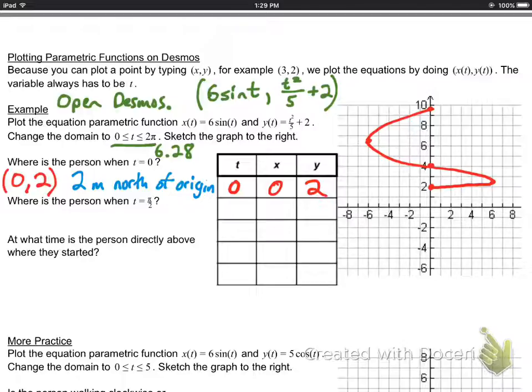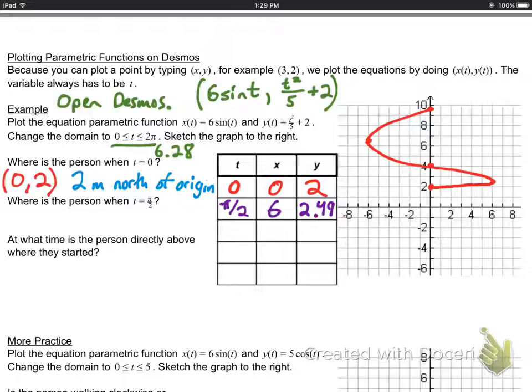So where's the person when t equals pi over 2? Well, let's make that the next point in our table. Pi over 2. Again, I'm going to plug in pi over 2 into this and this right here. And when you plug it into 6 sine of pi over 2, since sine of pi over 2 is 1, you just get 6. Pi over 2 squared over 5 plus 2 is 2.49, and you get those two values right there.